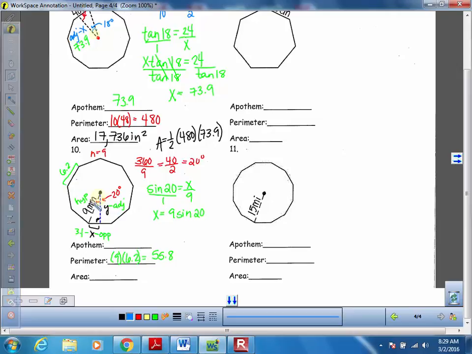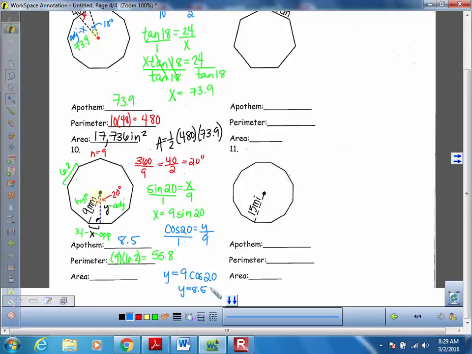Now we want to find adjacent. So we're going to use hypotenuse again. Adjacent and hypotenuse. If you're looking at SOHCAHTOA, the only one that uses both of those is cosine. So we would have to do cosine of 20 equals adjacent, which is y, over hypotenuse, which is 9. We put them both over 1 and cross multiply. So here we end up getting y equals 9 cosine 20. When you plug that into your calculator, you get y equals 8.5. So that means my apothem is going to be 8.5.